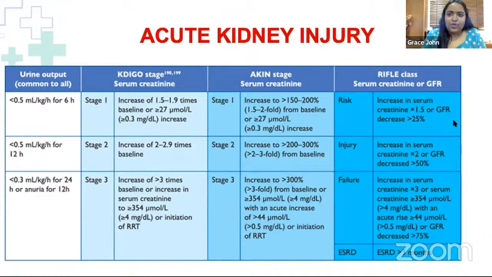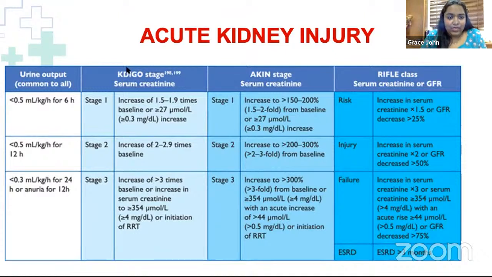So I just want everyone, especially the students who are listening, to look at how bad it is when it comes to the third stage. When your kidney is not producing 0.3 ml per kg per hour for 24 hours, or if the patient goes into anuria, where there is not even a single drop of urine produced for more than 12 hours, that is when the patient is very sick.